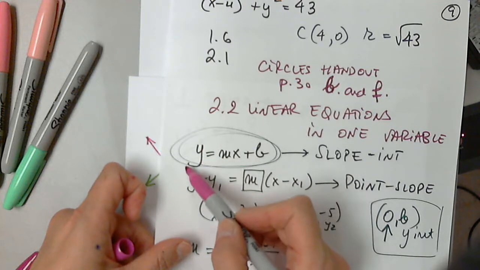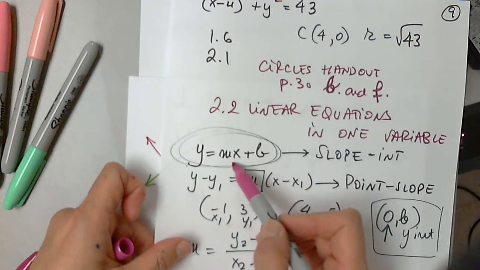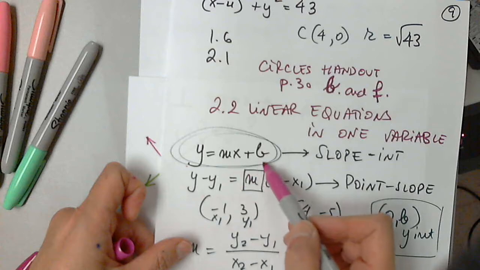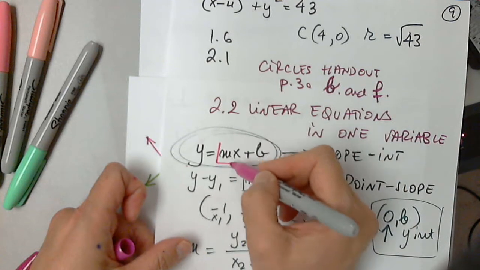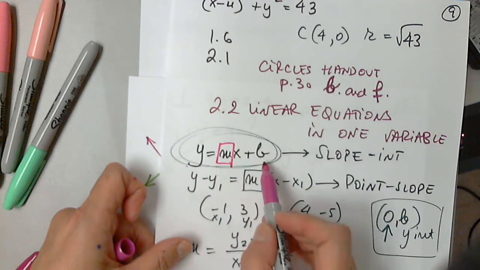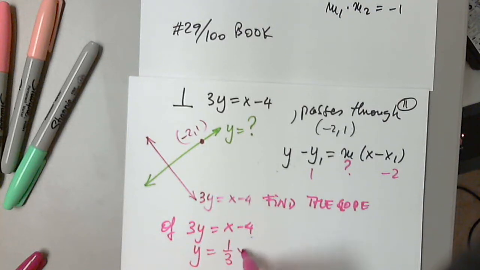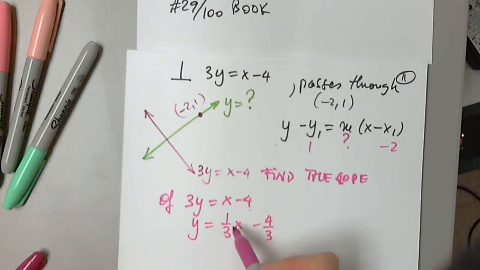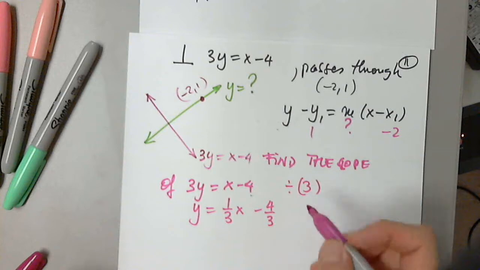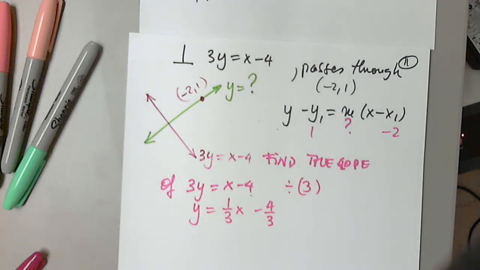Because if I solve for y and put everything on the other side in the correct sequence, descending order, I will be able to identify the slope of any line. So that's exactly what we're trying to do here. We are solving for y. So then y equals 1/3 x minus 4/3. Please do not write a long fraction line and 3 at the bottom. Please divide everything by 3, step by step, term by term.